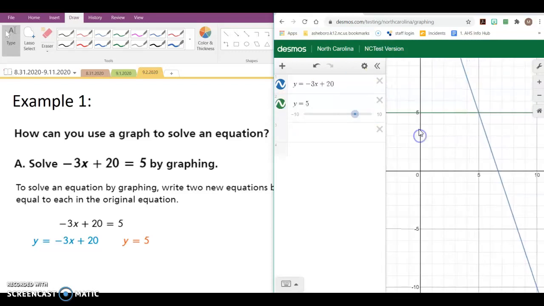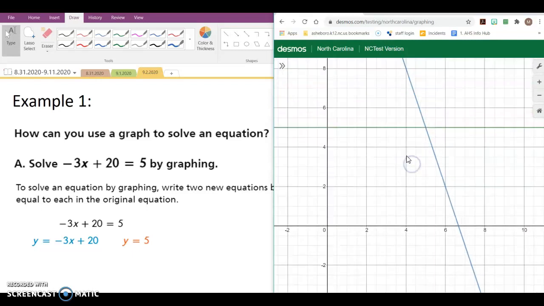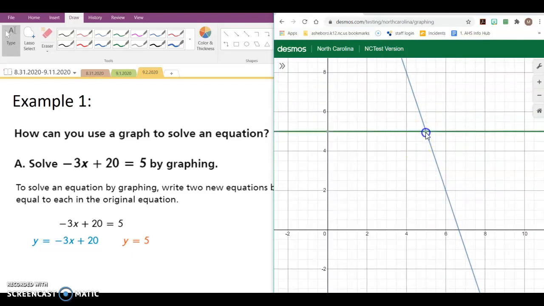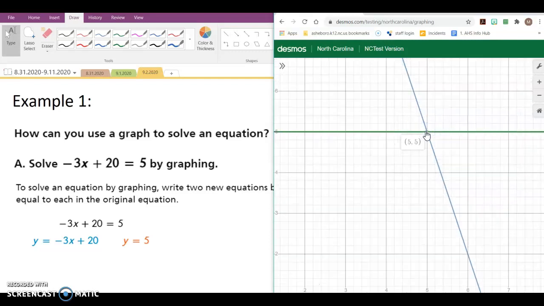So if you look at this, my blue function is the linear line negative 3x plus 20, and my green function is the y equals 5. The solution to this, and hopefully this is review, is where they intersect. Bam, there we go. So my intersection is at 5, 5.